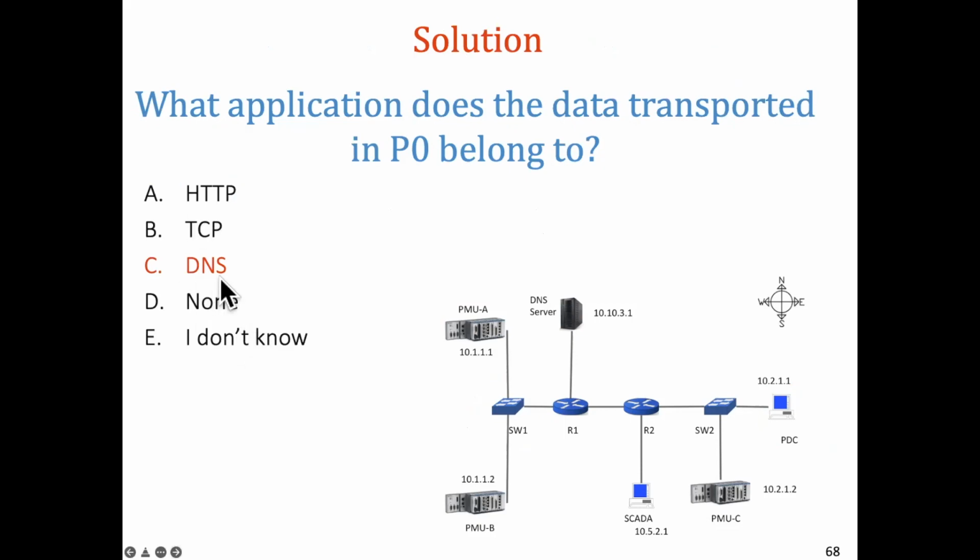Let's see the result. Now, DNS is the correct answer. The majority is saying it's a DNS request. PMUA wants to know what is the IP address of PDC. And very first, how does PMUA know the IP address of the DNS server? This must be configured in the computer. If you don't have a valid DNS address, unfortunately, that's not how it works. You should either know the destination IP address or a valid DNS server.